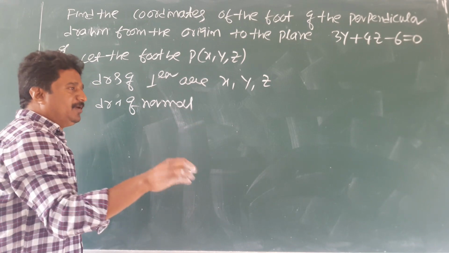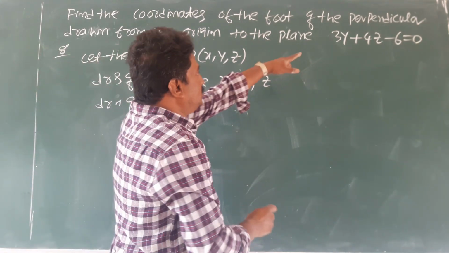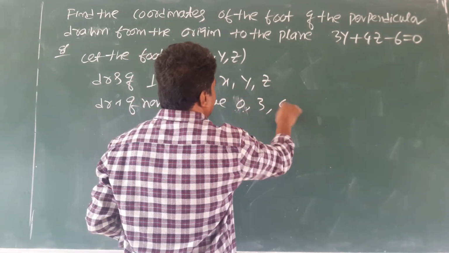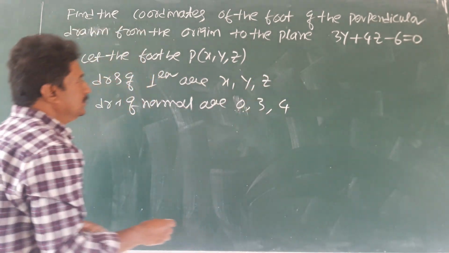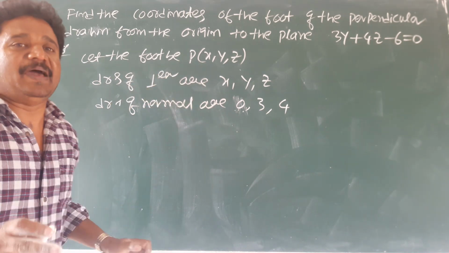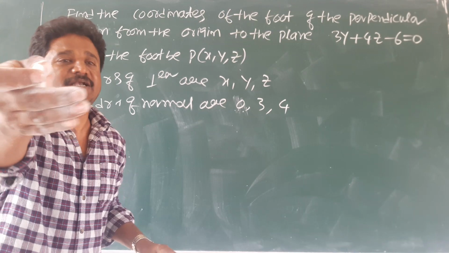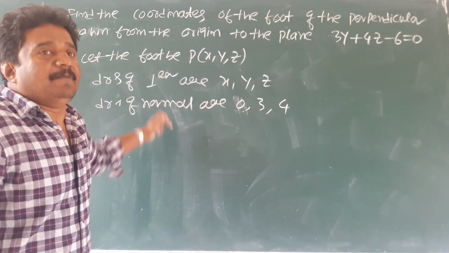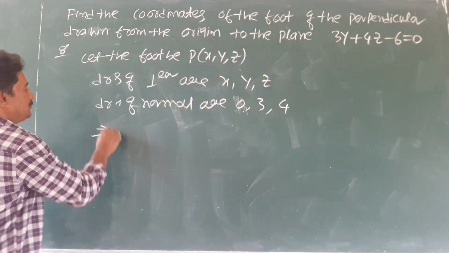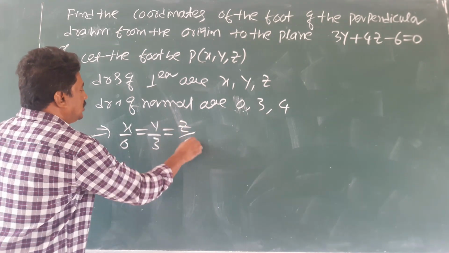Normal line or normal vector? Normal is 0, 3, 4. We don't have an x term, students. No x term. So 0, 3, 4. Since these two lines are perpendicular to the plane, these two lines are parallel. You have seen that in your figure. Parallel means DRs should be proportional. Proportional means x by 0 is equal to y by 3 is equal to z by 4.